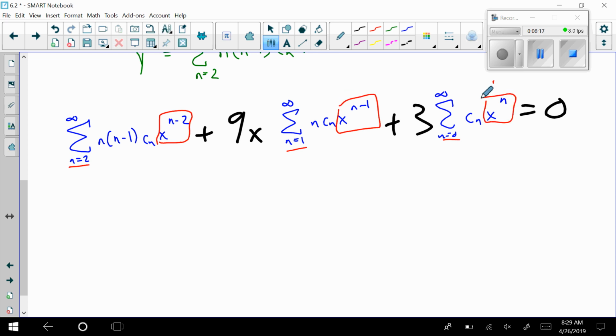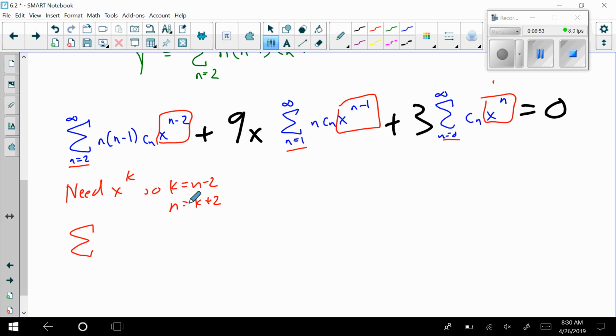So what I do is implement this new k. I need x to the k. On this first one, what did I do last time? In video 6.1, I did k equals n minus 2, which means that n equals k plus 2. And now I just start plugging things in. If I plug it in, I would have the summation.